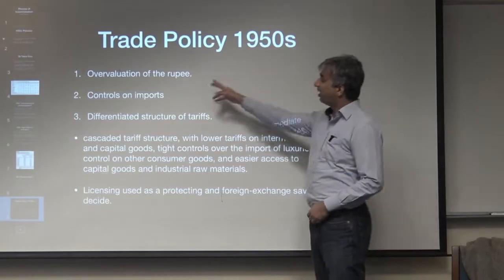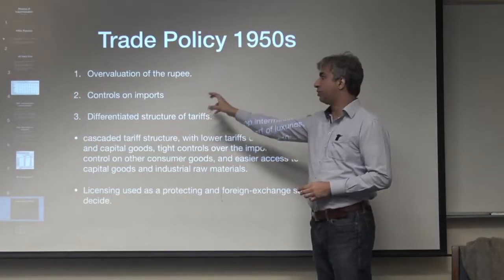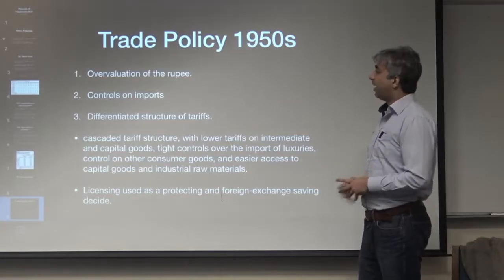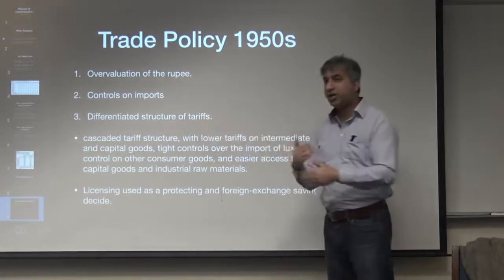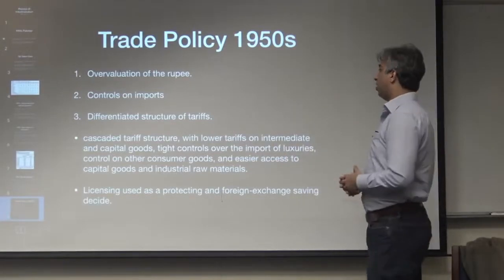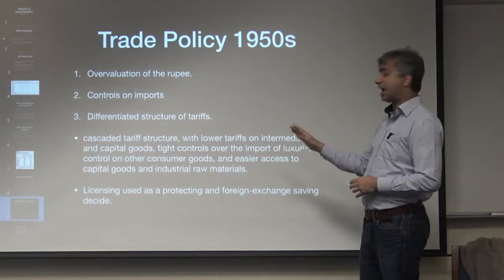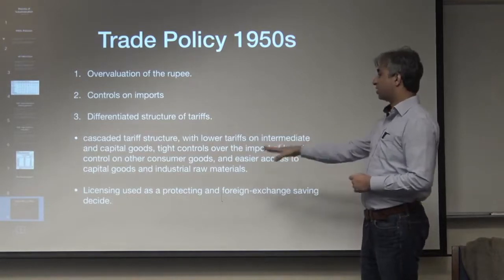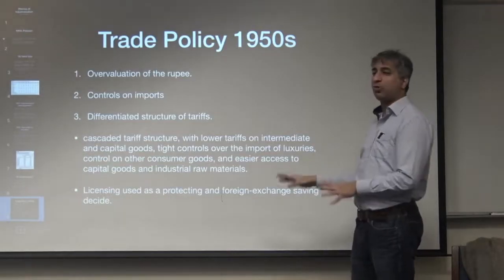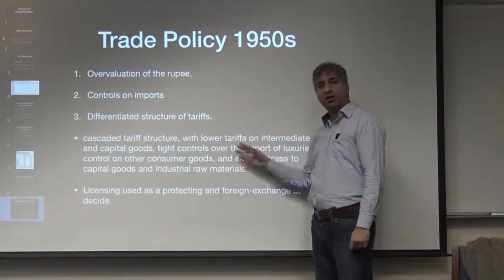So in the 1950s, we had an overvaluation of the rupee. We had very strong controls on imports, exports, and international trade, specifically on imports. And of course, these were imposed by a differentiated tariff structure, what's called a cascaded tariff structure. Big duties on luxury items, lower tariffs on intermediate capital goods. Also control over consumer goods and easier access to machinery, capital goods, raw materials.